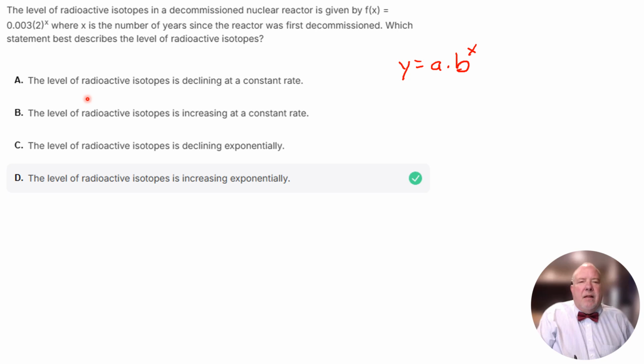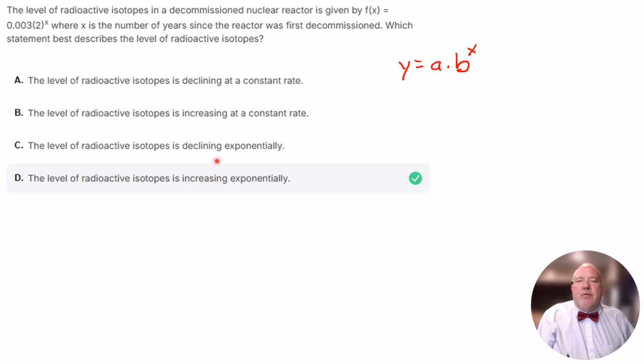A says the level of radioactive isotopes is declining at a constant rate. B says it's increasing at a constant rate. C says it's declining exponentially. And D says it's increasing exponentially. So first of all, this is exponential because this is an exponential function they gave us. So I know the answer is C or D. And now it's a question of whether it's declining or increasing.